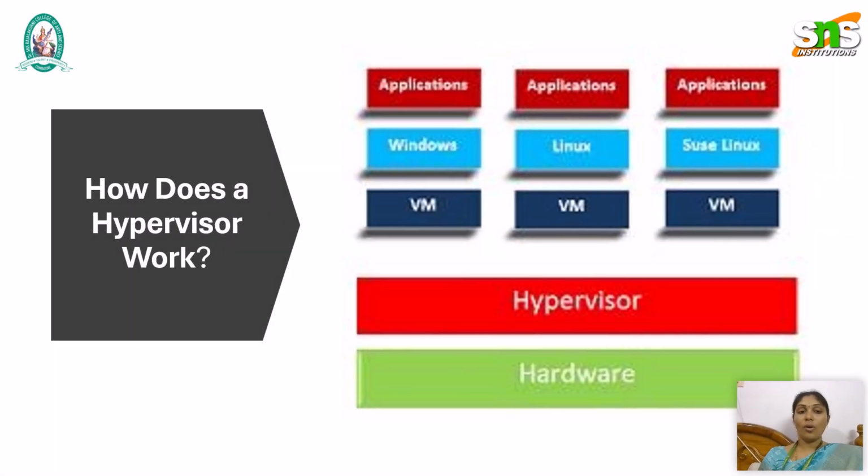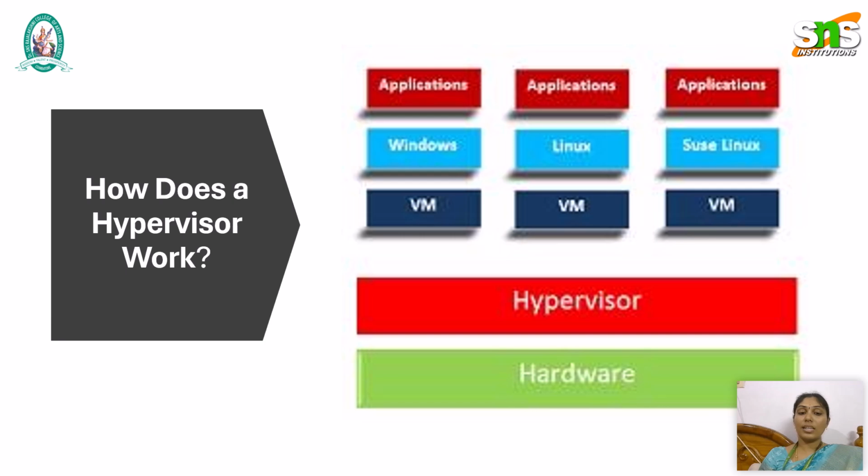Next one, how does a hypervisor work? Functions of hypervisors are hardware abstraction and resource management, isolation between virtual machines, VM lifecycle management like create, start, pause, delete, security enforcement and monitoring. And these are the advantages of using a hypervisor: efficient resource utilization, easy provisioning and scalability, enhanced system isolation and security, and backup and disaster recovery.